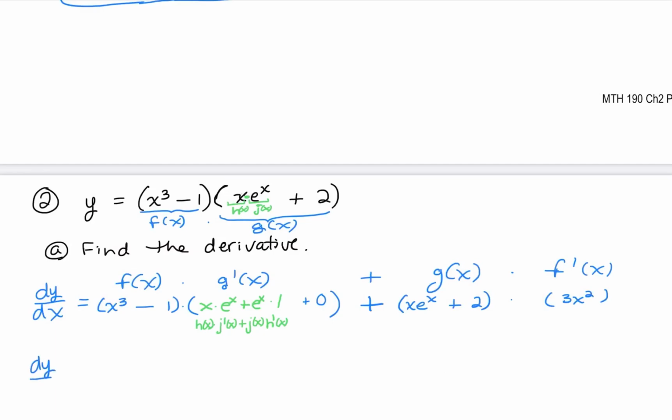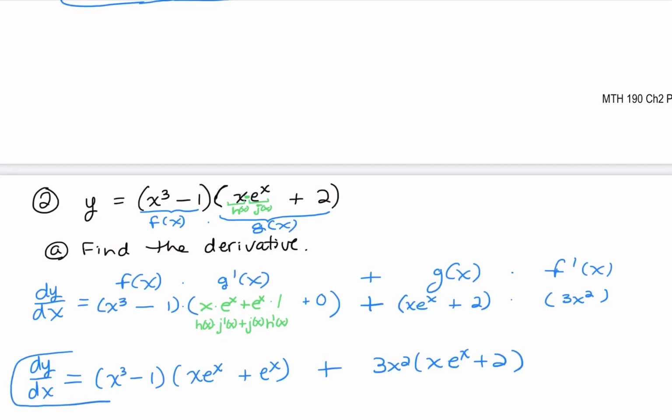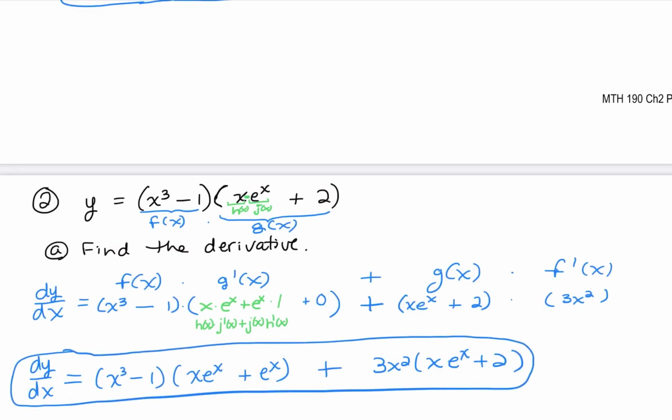And then I'd probably just leave it like this. I'll rewrite it just because I had that plus 0 in there, and that looks kind of weird. So what do I have? I have x to the third minus 1 times x e to the x plus e to the x, and then plus, probably put the monomial first, 3x squared times x e to the x plus 2. So there's my derivative, dy dx, or y prime if you prefer.